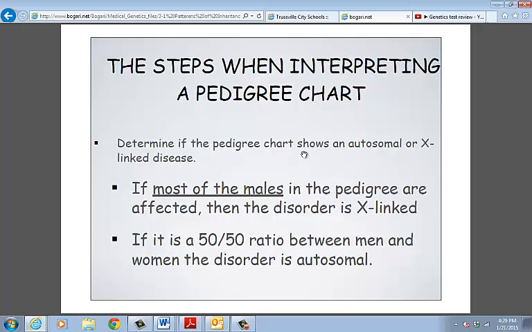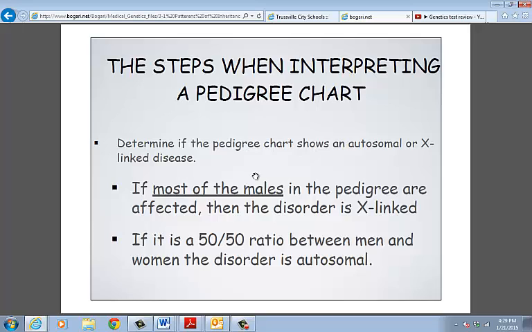So with a pedigree, you can see whether it's autosomal or X-linked, and we know if most of the males in the pedigree are affected, then it is going to be X-linked. If it's a 50-50 ratio, then we know it's going to be autosomal. So just looking at it, do you have more of one sex that has it?